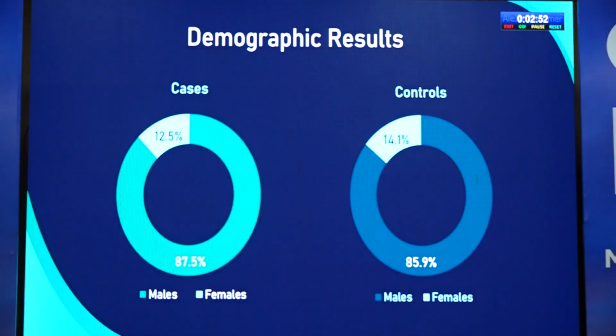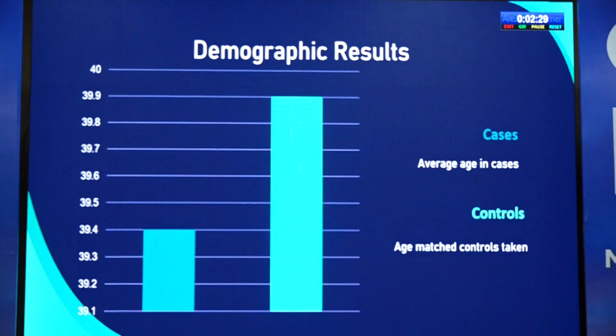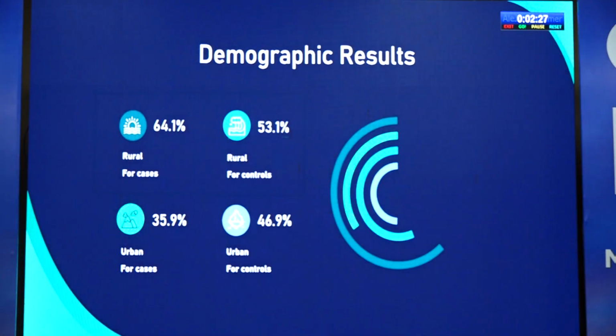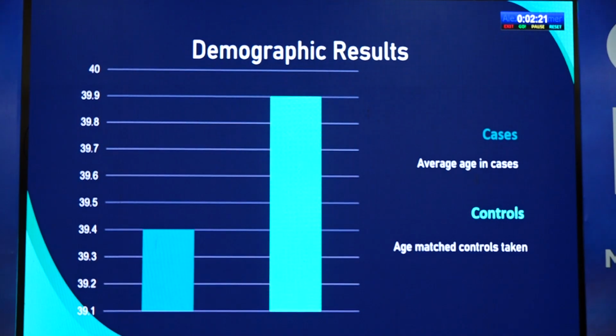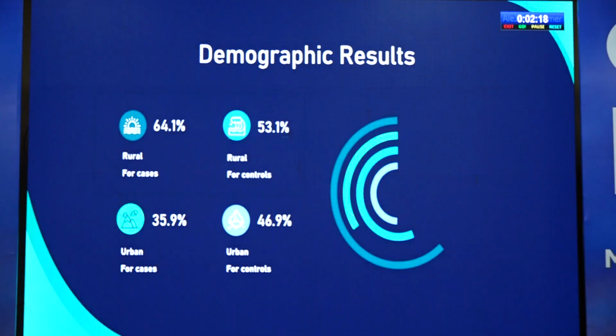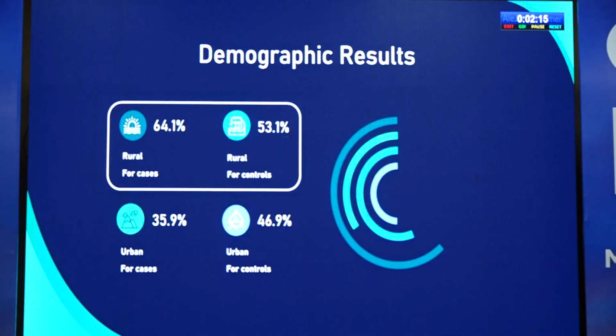I'll present the demographic results first. In my study, 87.5% were males and 12.5% were females, reinstating the fact that CSR is more common in males. Since we took gender-matched controls, 86% were males and around 14% were females among controls. The average age in cases was 39 years, and in age-matched controls around 40 years. For cases and controls, the maximum population came from rural areas.